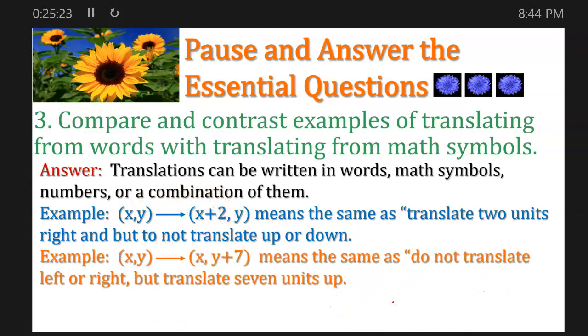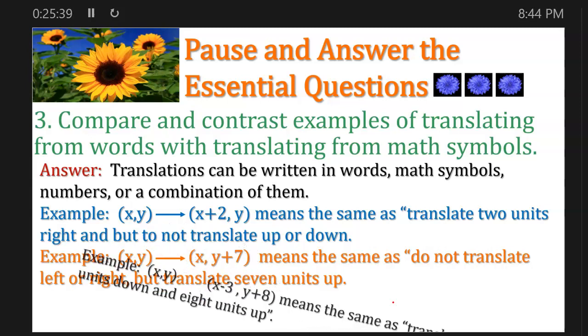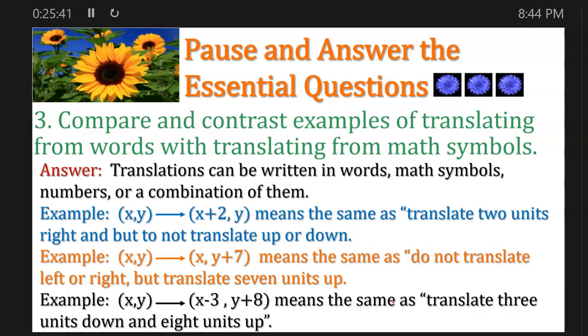A second example would be for every x, y point, we are going to keep the x and add 7 to the y. That means the same as do not translate left or right, but translate 7 units up. And then the third example here is for every x, y point, we're going to subtract 3 and add 8. So subtract 3 to every x and add 8 to every y. That means the same as translating 3 units left and 8 units up.